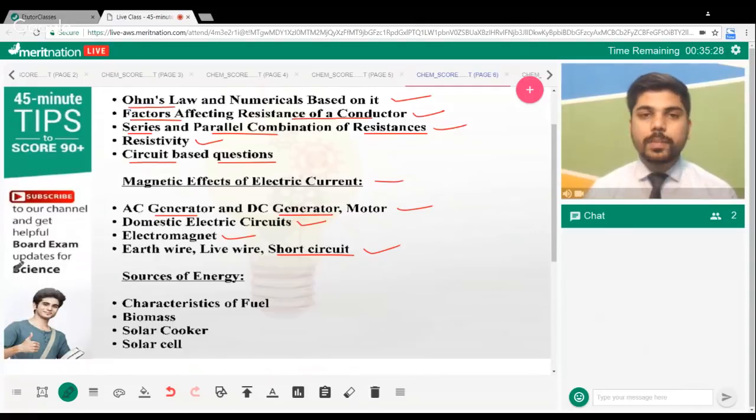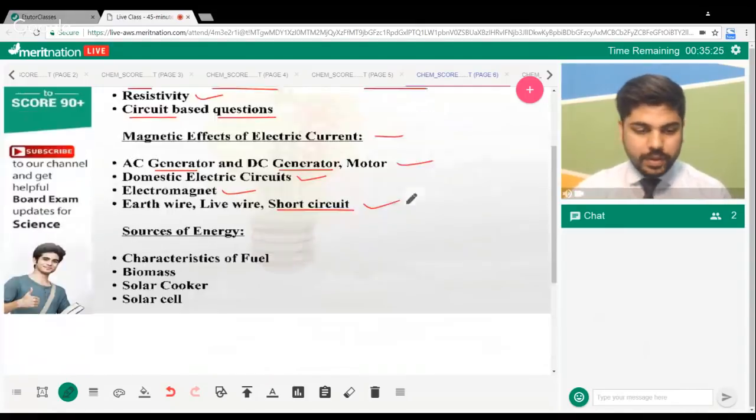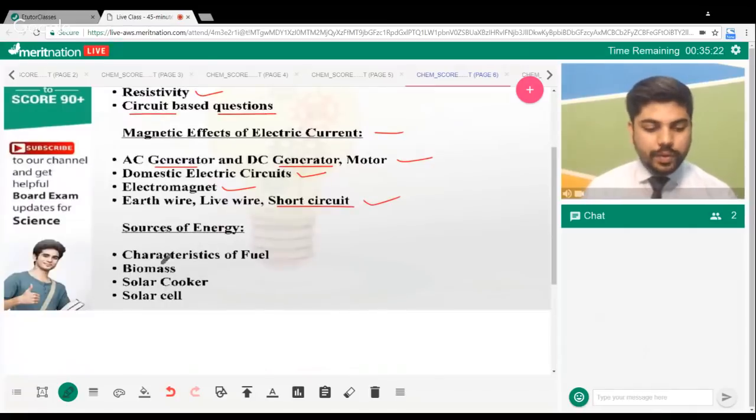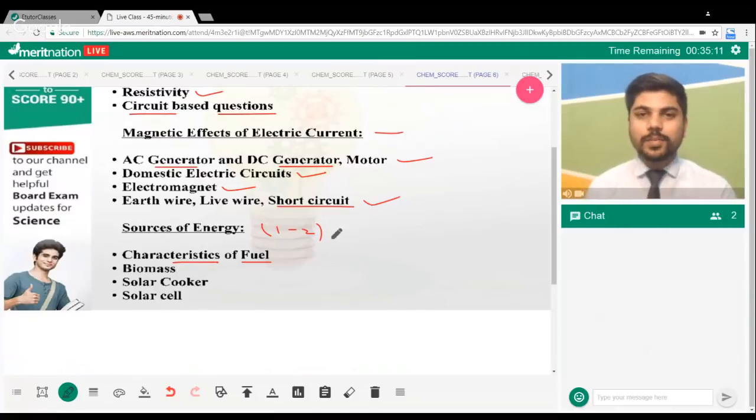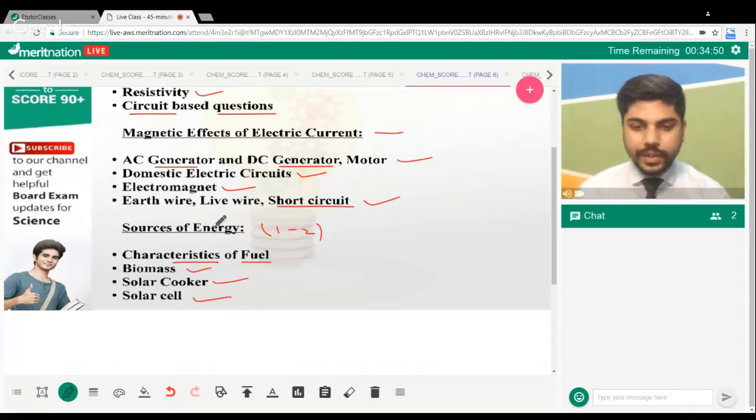Now we are going to talk about sources of energy. Right. If I talk about sources of energy, we should know the characteristics of fuel. Although the weightage is just 1 to 2 marks, yeah, 1 and 2 marks are also very important. Yes, so if you want to score 1 to 2 marks, if you want to skip this topic, I would rather suggest that instead of skipping, you can at least learn these four topics. Okay, that is characteristics of fuel, biomass, solar cooker, and solar cell. Right, so these four topics are very important from sources of energy.